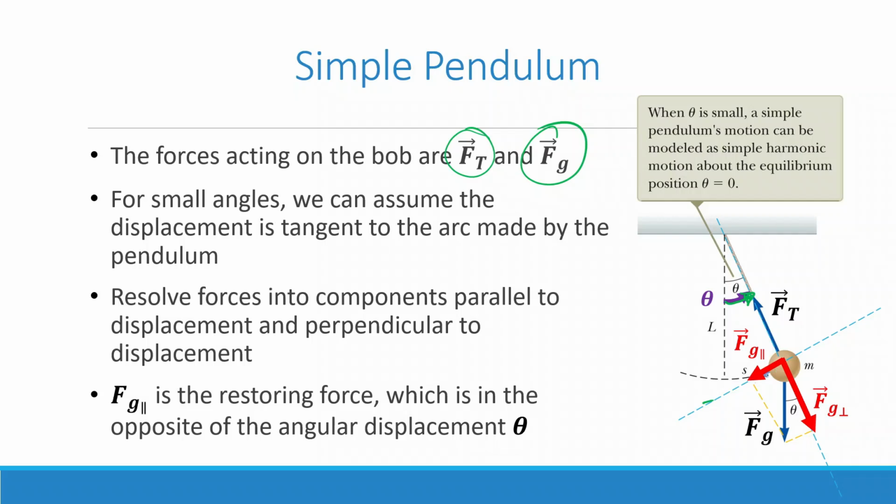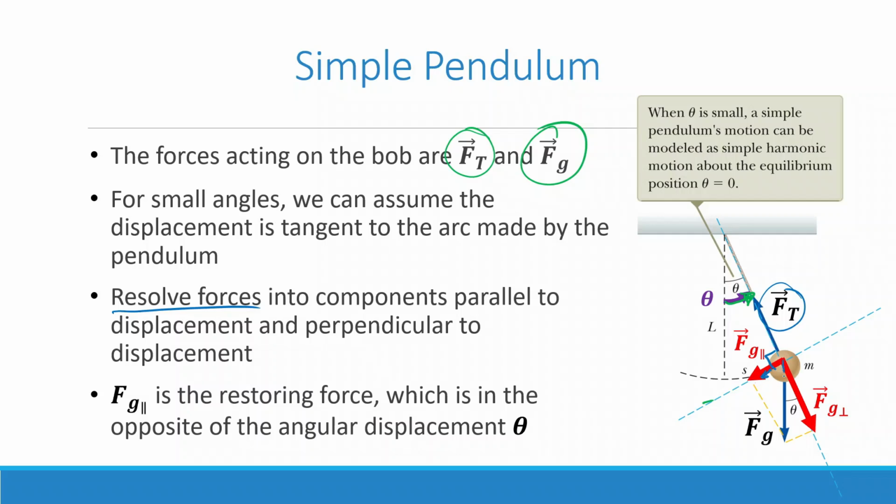So if we assume that our displacement is tangent to the circle at that instant, then when we look at our forces, we're going to need to resolve the forces into components that are parallel and perpendicular to the displacement. Because in order to find the restoring force, we're looking for forces that are in the opposite direction of the displacement. My tension force is perpendicular to that little displacement vector right there. Because it's perpendicular, it can't have anything to do with my restoring force.